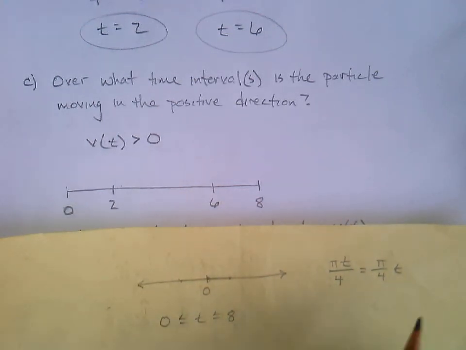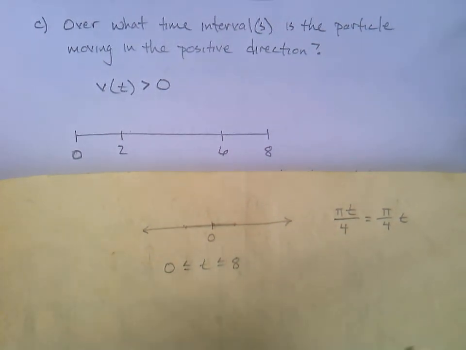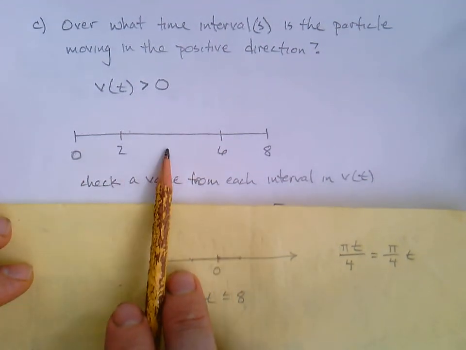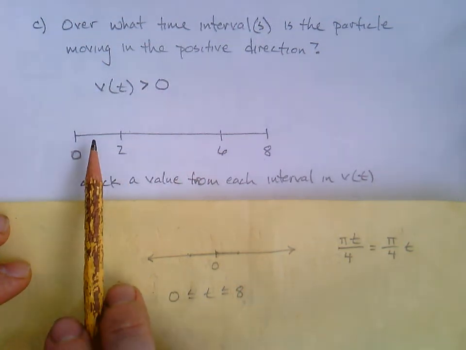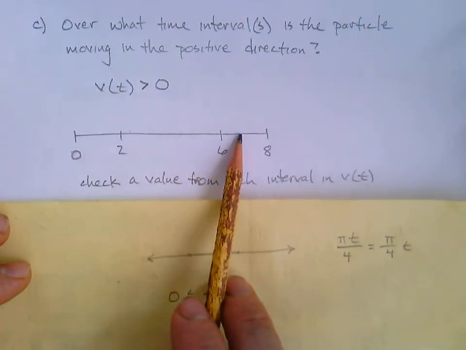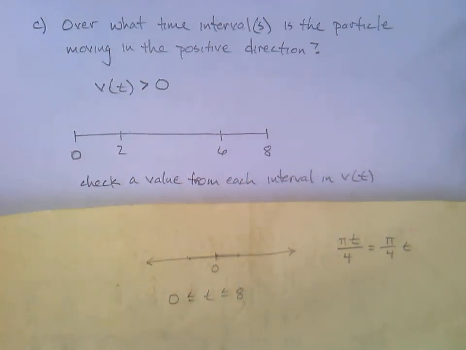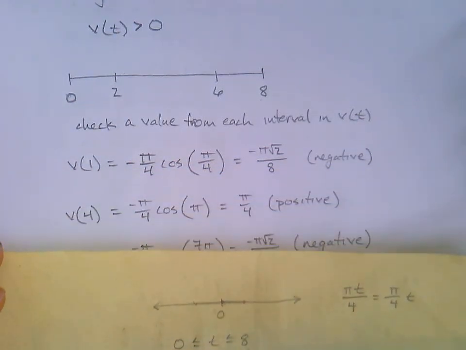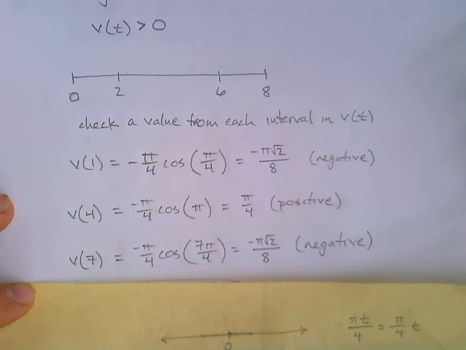Okay, how can we tell? Here's what we're going to do. Here's one approach that just allows us to plug in some numbers. We're going to check a value from each of the 3 intervals in the velocity. So we'll check a number between 0 and 2, between 2 and 6, between 6 and 8. Plug them into the velocity, and we're just going to see if we get a positive or a negative result. So I'm just going to show you all this because it's just a little plug and chug, they say.